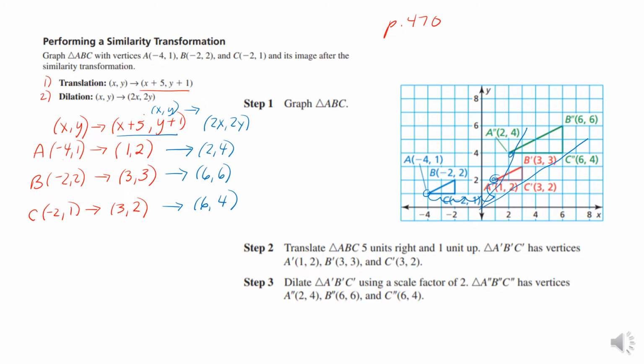But if you look at this carefully, what is my new A? We're going to call this A double prime. This is A prime, B prime, and C prime, and we'll call this A double prime. And then B double prime is 6, 6, and C double prime is 6, 4. And there it is. So if you know how to use coordinate notation, you can find your new points very easily.